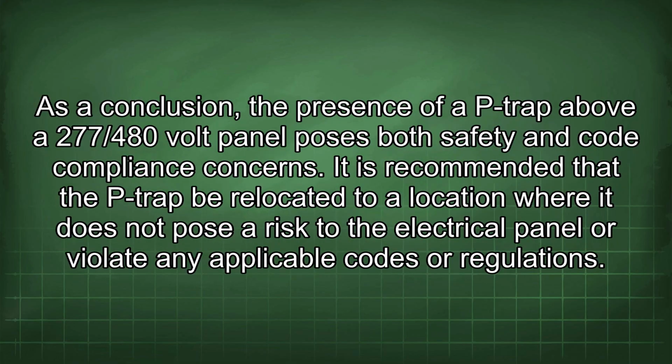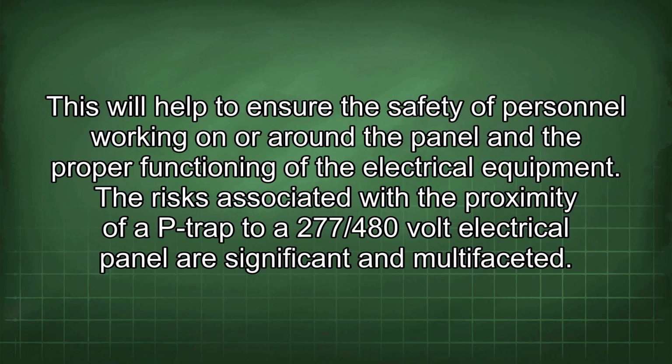As a conclusion, the presence of a P-trap above a 277/480 volt panel poses both safety and code compliance concerns. It is recommended that the P-trap be relocated to a location where it does not pose a risk to the electrical panel or violate any applicable codes or regulations. This will help to ensure the safety of personnel working on or around the panel and the proper functioning of the electrical equipment.